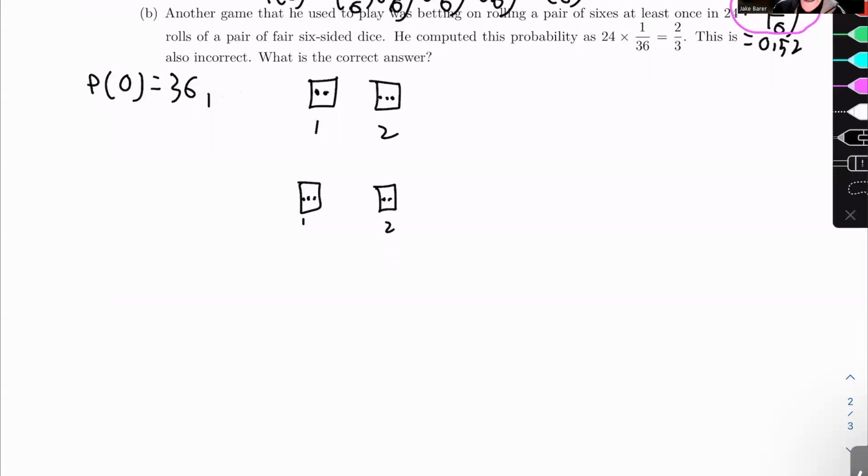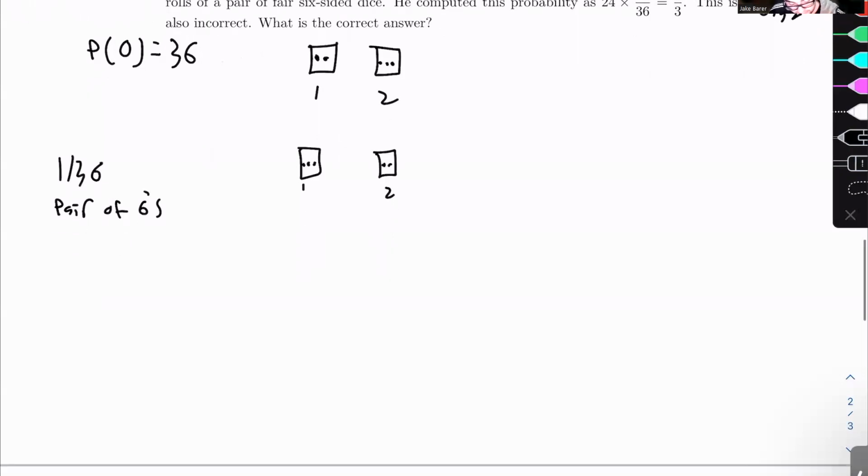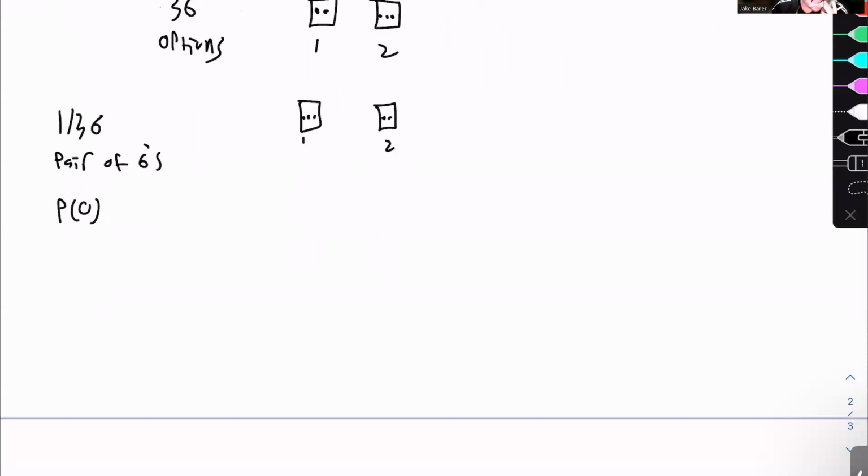So how many of these is a pair of 6s? This one's pretty easy. It's just 1. There's only one outcome where it's a pair of 6s. Cool. Let me rewrite this a little bit: 36 options. So the probability of 0 pairs of 6s is going to be the number of non-pairs of 6s, which is 35, out of the total number of outcomes, which is 36.